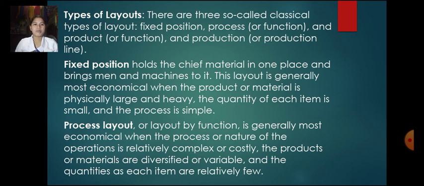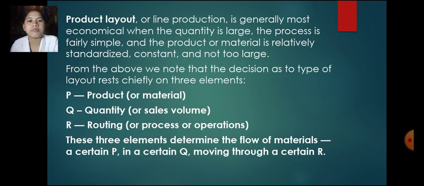Second is process layout, or layout by function. It is generally most economical when the nature of the operation is relatively complex or costly, the products or materials are diversified or variable, and the quantities of each item are relatively few. Third is product layout, or line production. It is generally most economical when the quantity is large, the process is fairly simple, and the product or materials are relatively standard, price constant, and not too large.